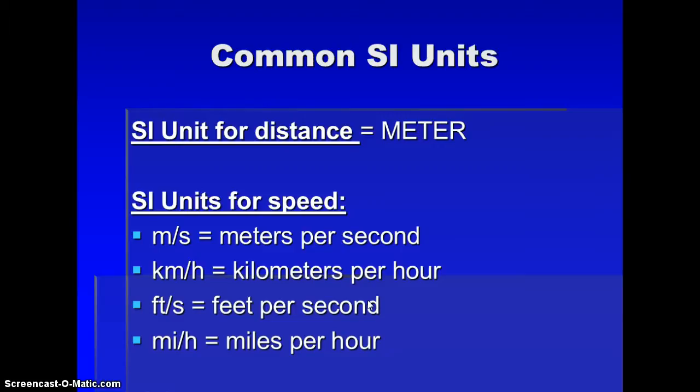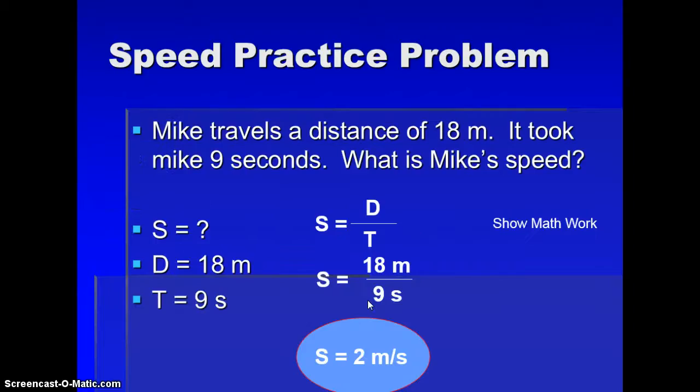Next, what are some of our common SI units that we're going to use? Well, for distance, the SI unit for distance is known as the meter. And some of the units for speed are going to be meters per second, kilometers per hour, feet per second, or miles per hour. And these are just some things that we need to be familiar with that we'll be using here in our labs or out in real life.